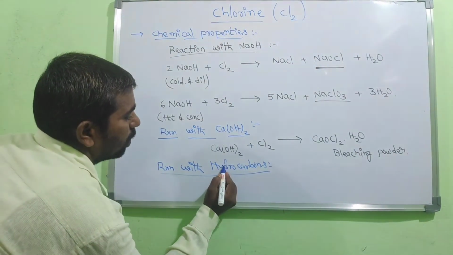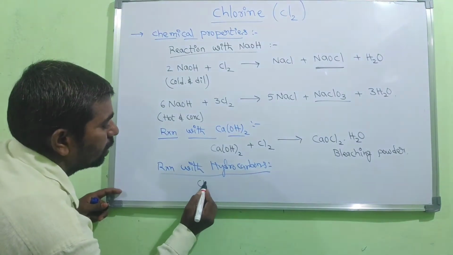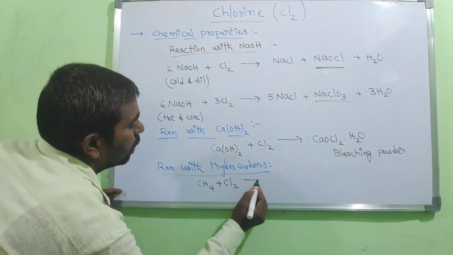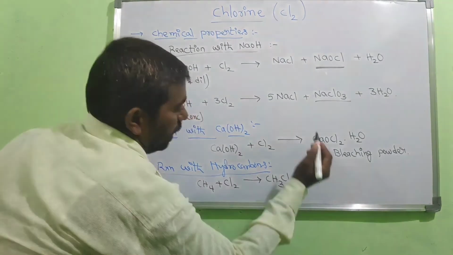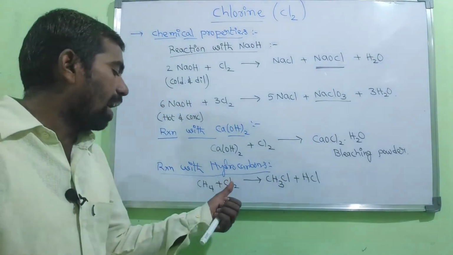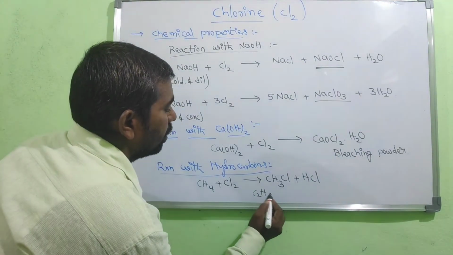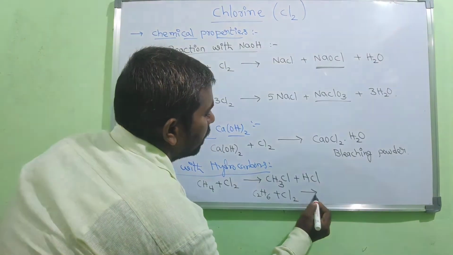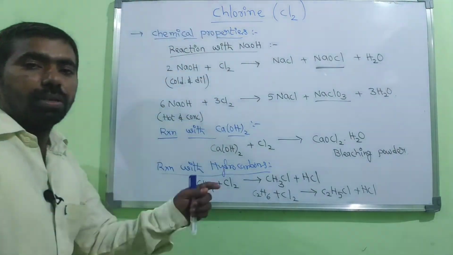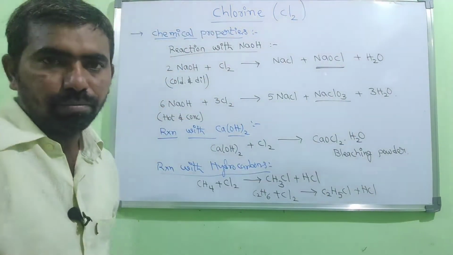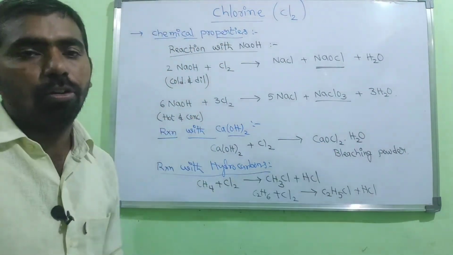So for the reaction with hydrocarbons, I am writing those chemical reactions straight away: CH4 plus Cl2 gives CH3Cl plus HCl. This chemical reaction is generally known as halogenation of alkanes. For example, with another one, C2H6 plus Cl2 gives C2H5Cl plus HCl. This chemical reaction continues occurring up to the substitution of all the hydrogens by chlorine atoms.